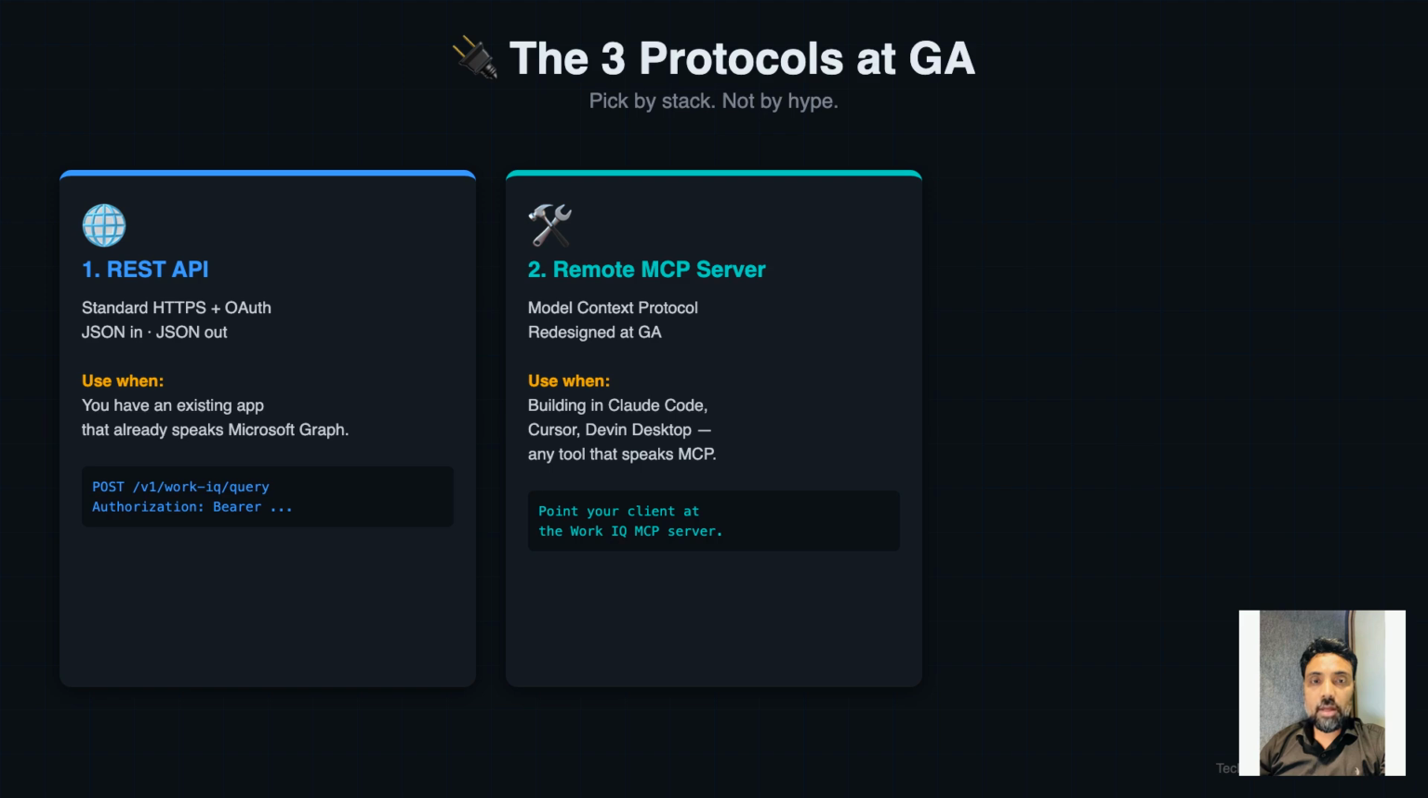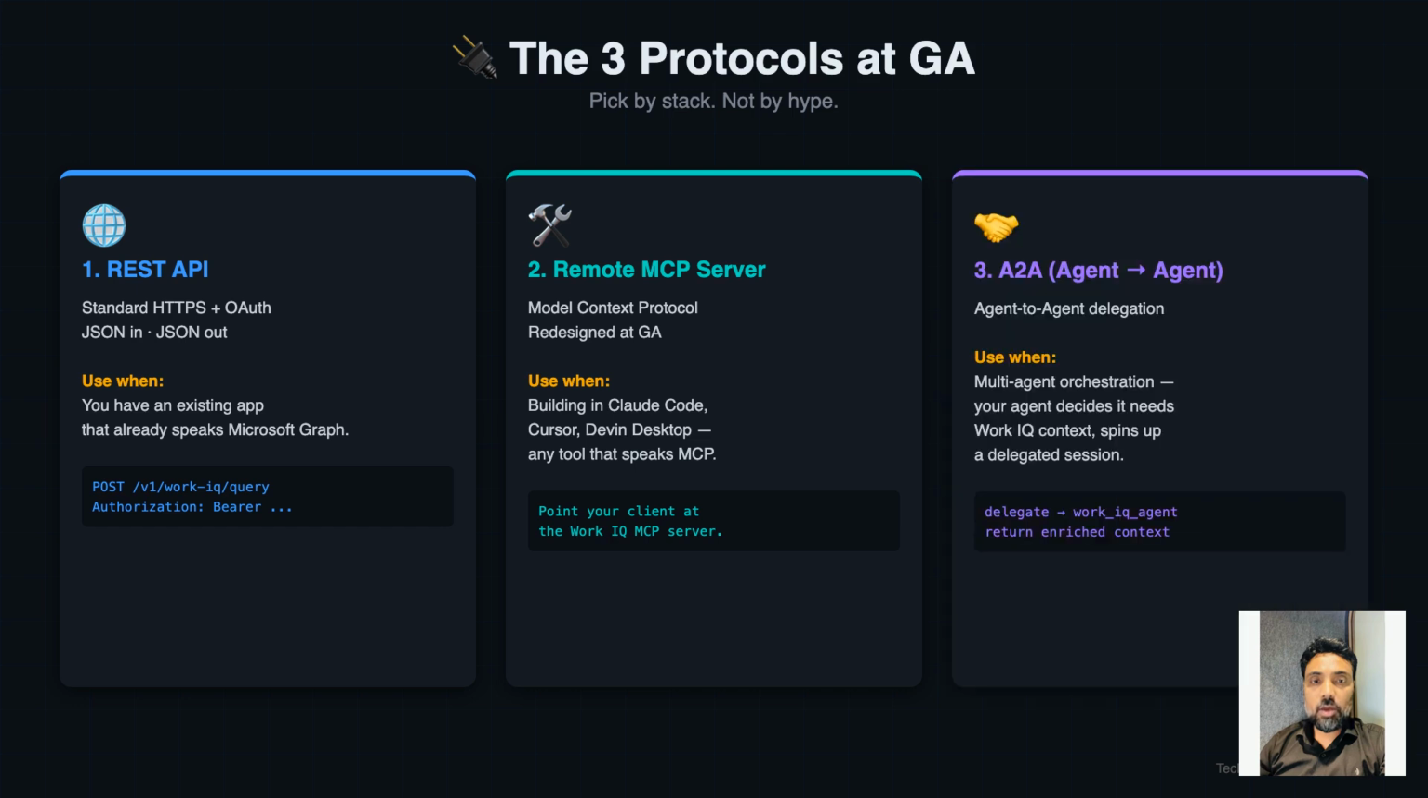Number 3, A2A, agent-to-agent delegation. This is for multi-agent workflows. Your agent decides it needs Work IQ context, it spins up a delegated session, gets the context, returns. 3 protocols, 1 brain. Pick the one that matches your stack.